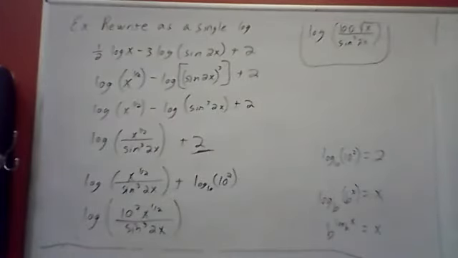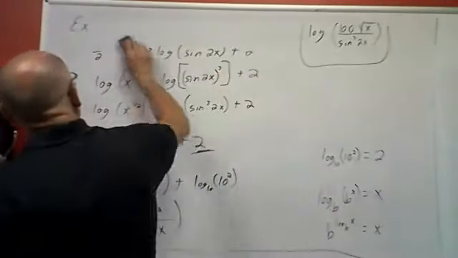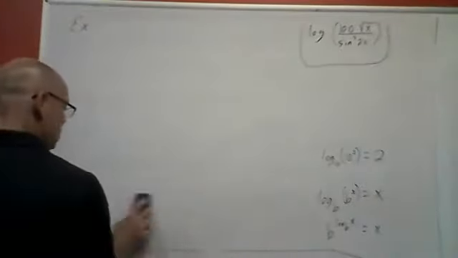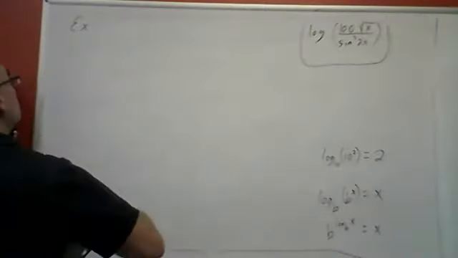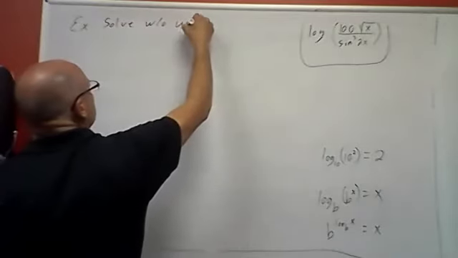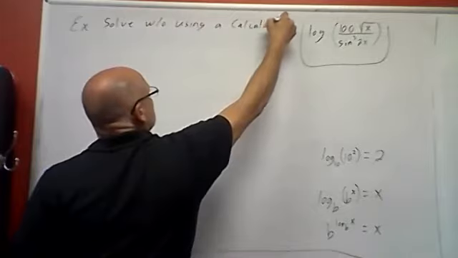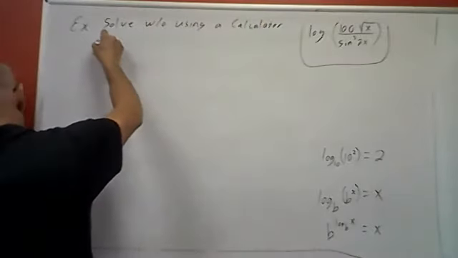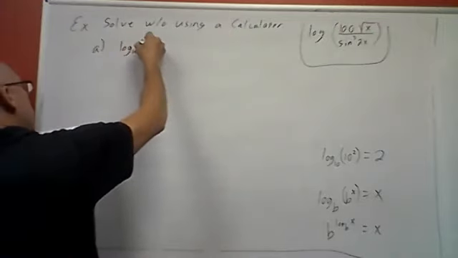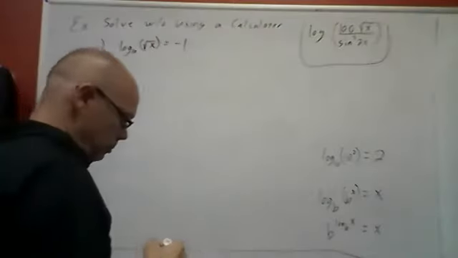All right, let's look at what's next here. Solve without using a calculator. Part A, we're going to have log base 10 of square root of X is equal to -1.